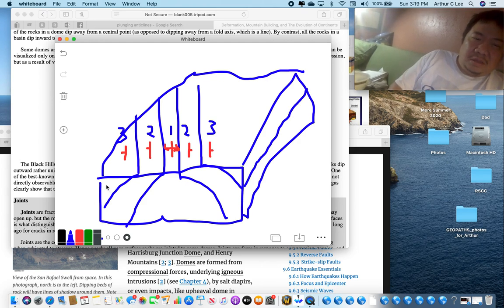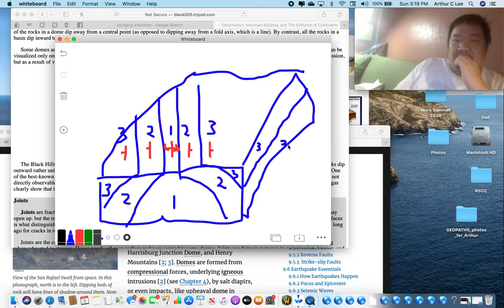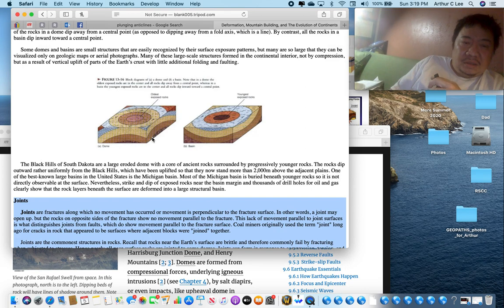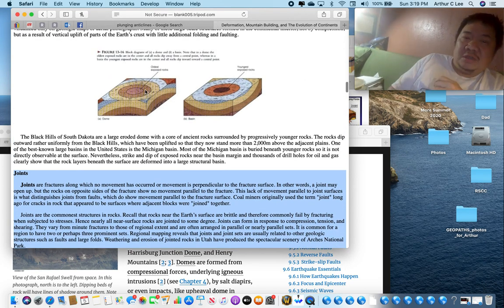Then you put the age symbols here. So be able to remember, if you got a bullseye pattern, it's either a dome or a basin. If it's a dome, the rocks are dipping away from the center. And if it's a basin, the rocks are dipping towards the center.